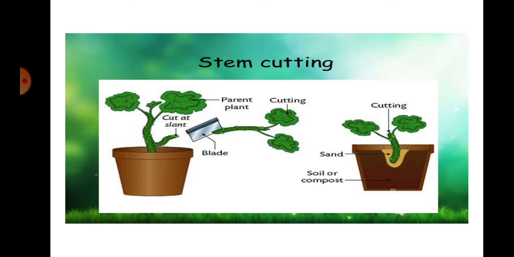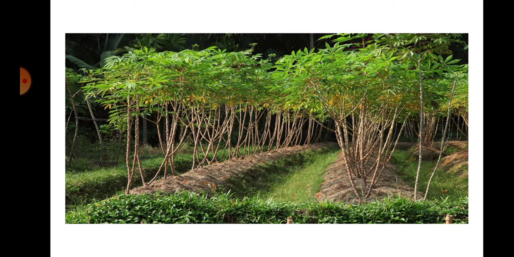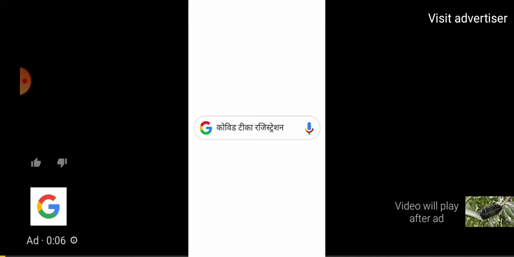Using a blade or razor, we cut one branch of a parent plant, and that branch is potted in another pot. So the tapioca we planted using the stem cutting method. Again, I pasted a YouTube video for you.